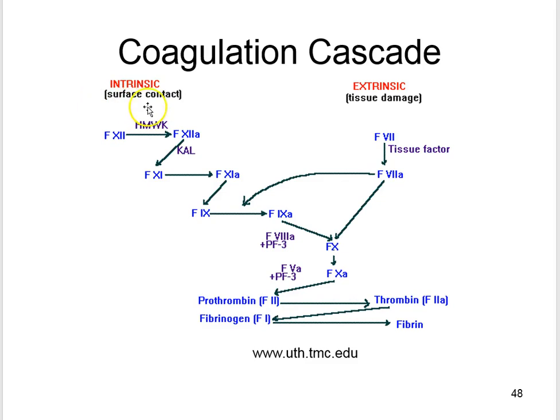So the PTT, or the partial thromboplastin time, measures the intrinsic system, and the PT, which is the pro time, measures the extrinsic system. Now, plasminogen is converted to plasmin through TPA, which is tissue plasminogen activator, and that digests the fibrinogen and fibrin.